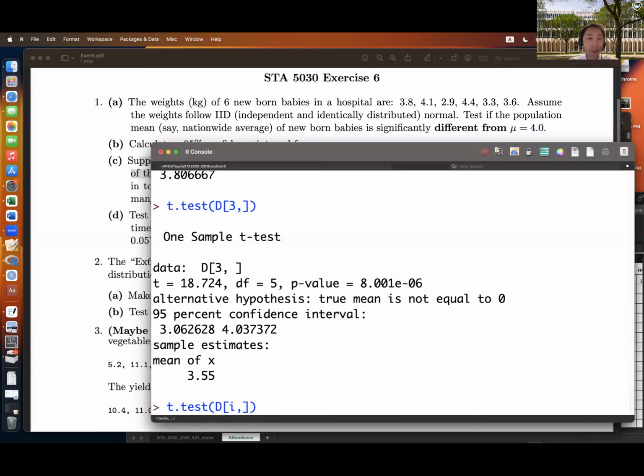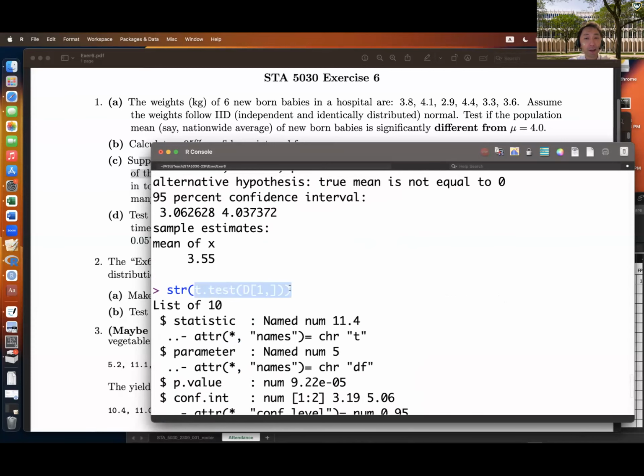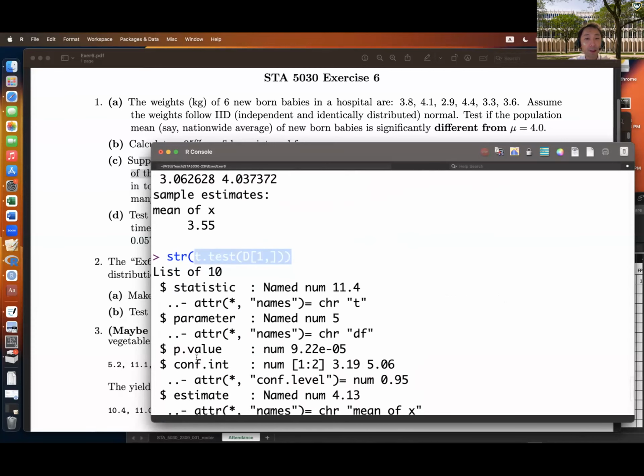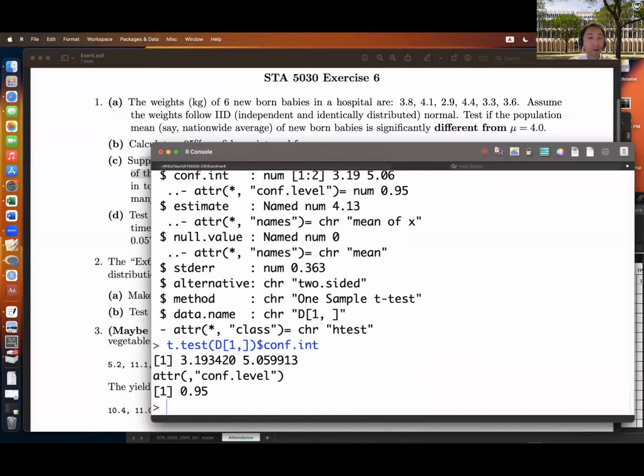Confidence interval that you can check how this test result is constructed. So you can check the structure of the first test result, and the confidence interval is saved as the $conf.int. So actually, if you type t.test d1 and conf.int, then you can get this number and this number.